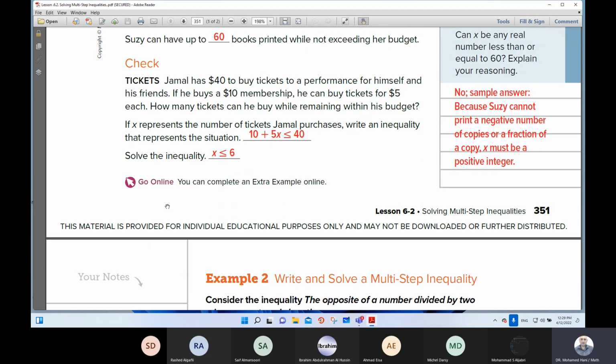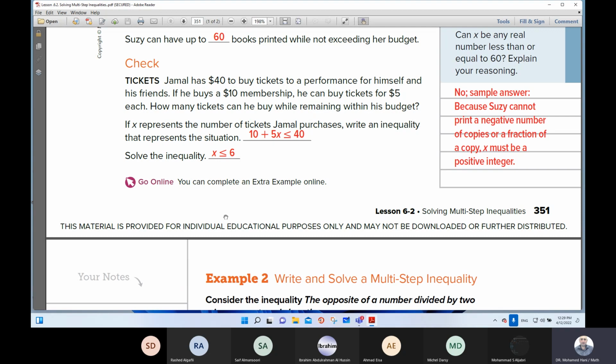The second example here, Jamal has $40 to buy tickets to a performance for himself and his friends. If he buys a $10 membership, he can buy tickets for $5 each. How many tickets can he buy while remaining within his budget?